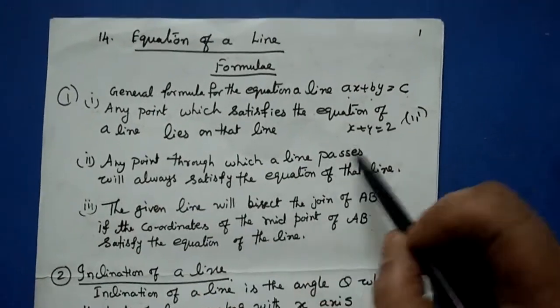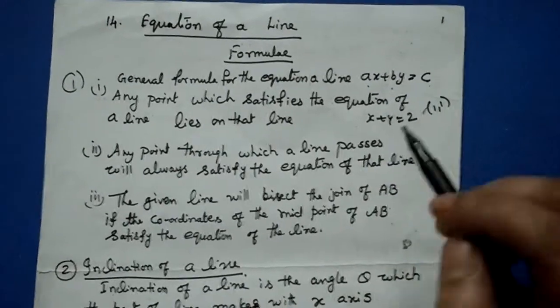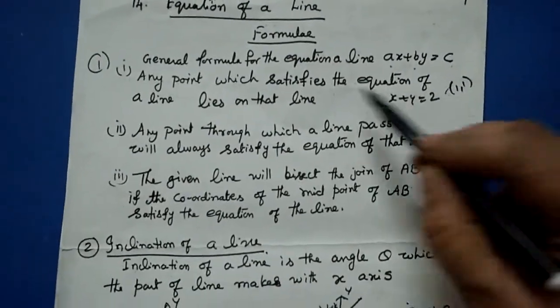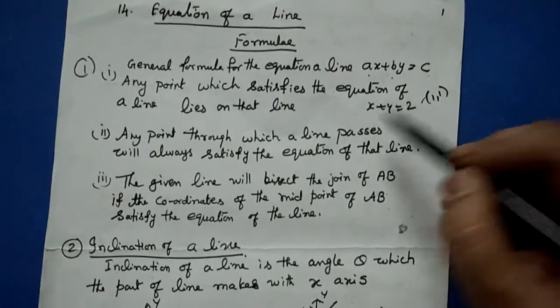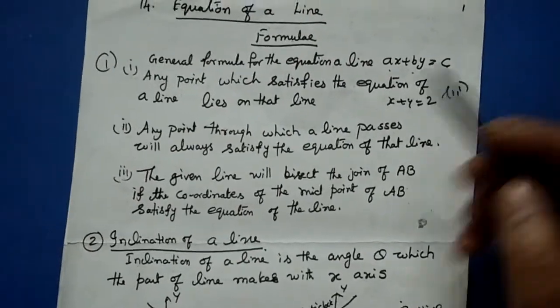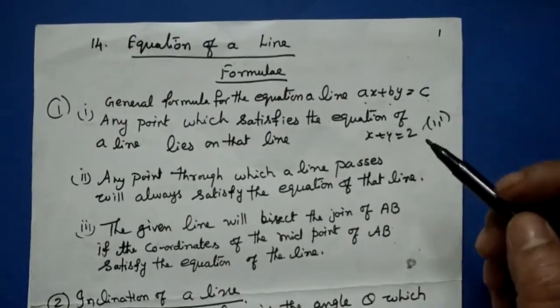Next, any point through which a line passes always satisfies the equation. Suppose this line is passing through 1, 1, it will satisfy the equation. And the third one is very, very important.